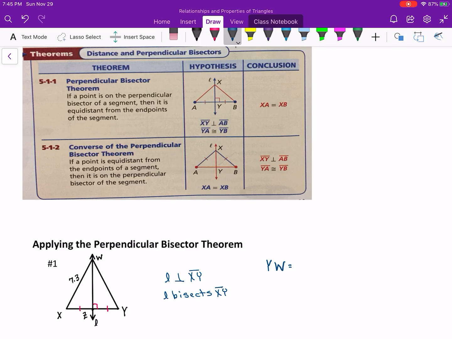So by our theorem, that implies that YW and XW are exactly the same length. So if we know that XW is 7.3, then that means that YW is also 7.3. And that is using that perpendicular bisector theorem just exactly like it's stated. Okay, I'll let you think about that one a little bit, and let's take a look at another picture.